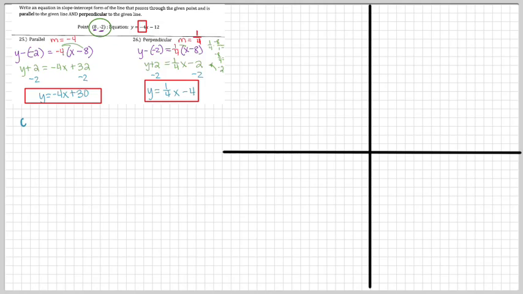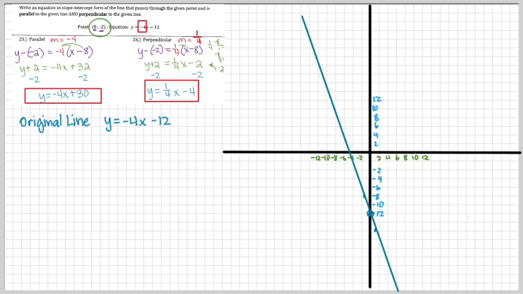Now my graph, because these y-intercepts are pretty big, like 30, I counted by 2 on this graph paper. I just wanted you to know that, so I could finish the graphs on here. You're not graphing like this on the test, but I want to just prove to you why it works. The original line has y-intercept negative 12, and my slope is negative 4. So you can see it's a negative line here.